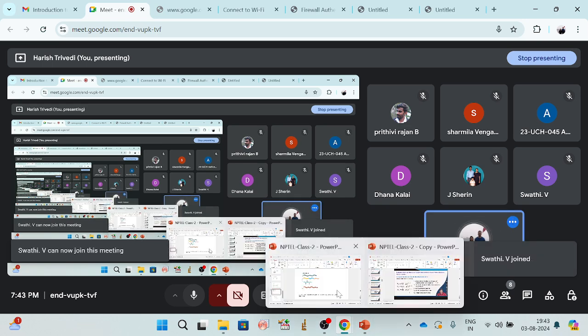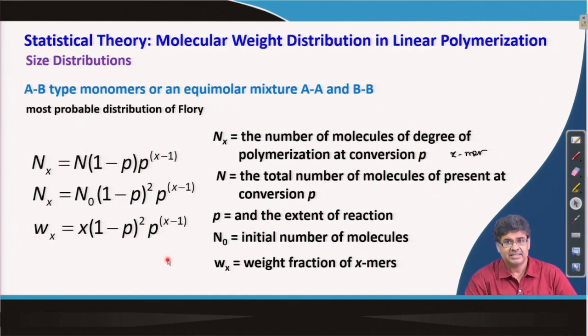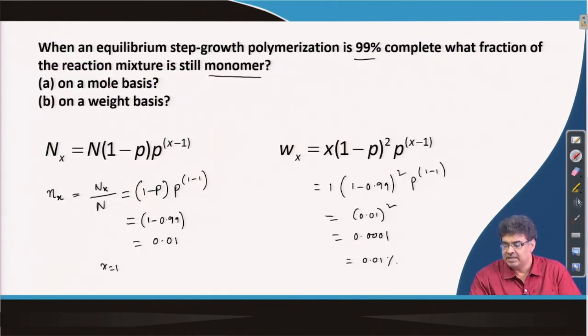Okay, so in this way we can find out the concentration of monomer, dimer, trimer, x-mer, whatever you are going to find out after the reaction. You can find it by this most probable distribution of Flory. According to that you can find this. I will give you one example, and in this way you will find it.